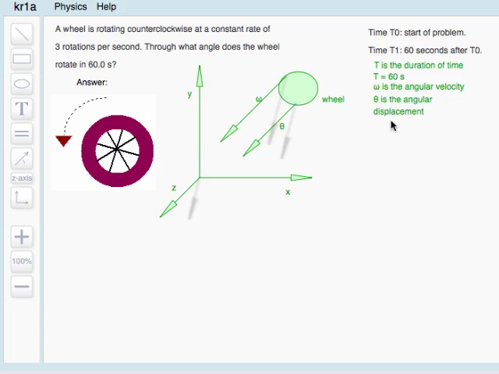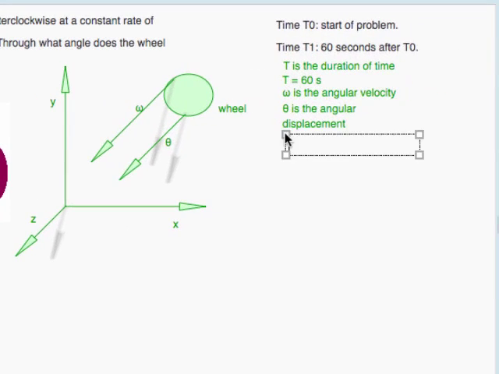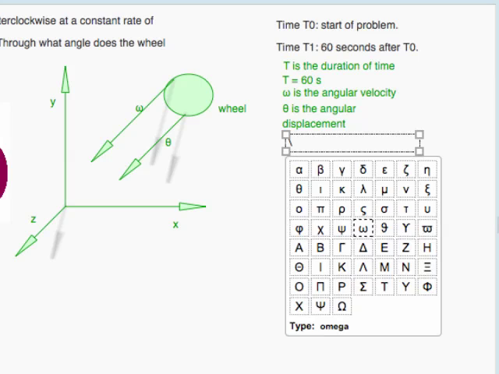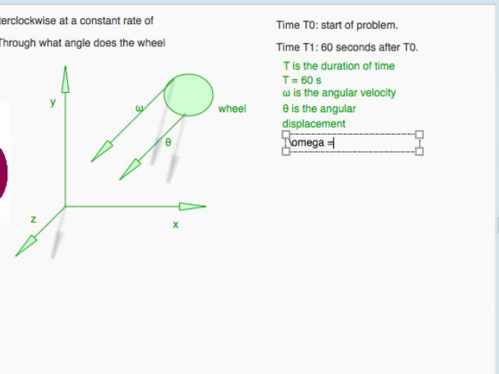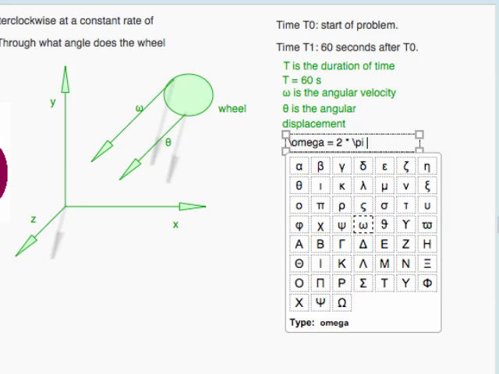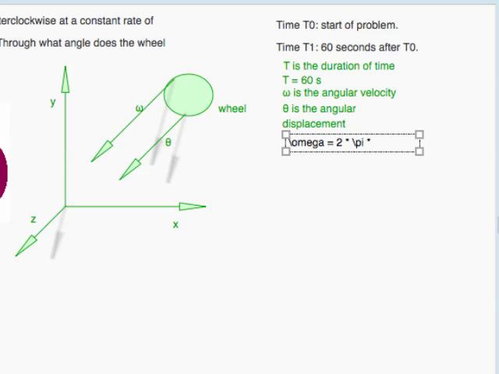Okay, we still have one part left that we need to take care of, and that's this 3 rotations per second. And that is our angular velocity. So let's go ahead and get an equation. Click down here, and I'm going to write omega equals, we have 3 rotations per second. 1 rotation in radians, if you remember, is 2 pi. So I'm going to say 2 times pi times 3, because we have 3 per second. Now it's radians per second. And that's correct.